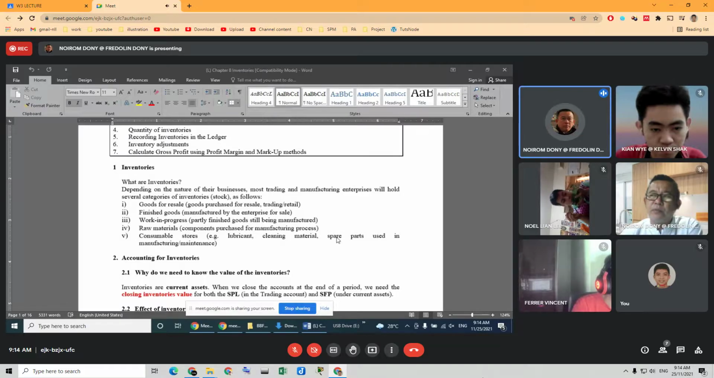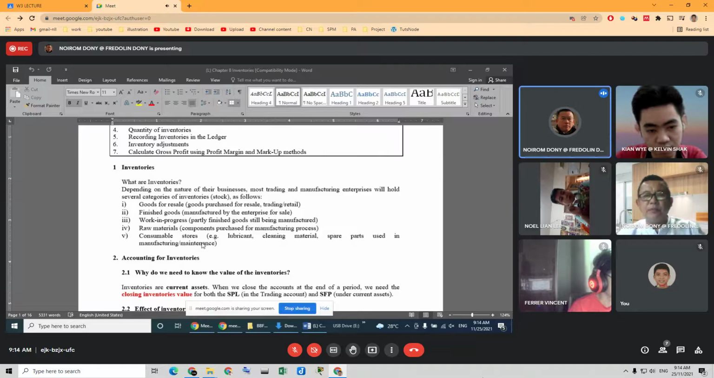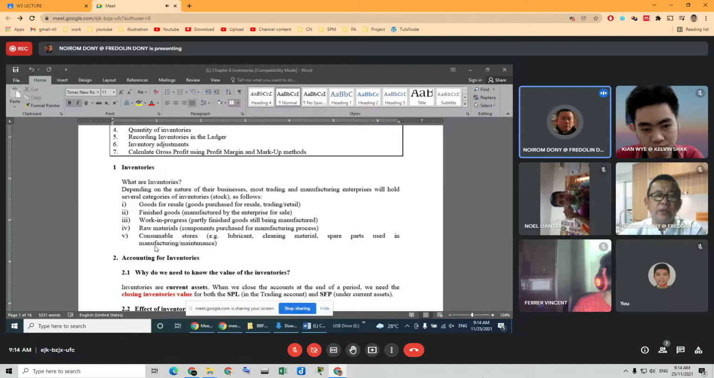So probably we have spare part like screw, the lights. So in case one of the lights burn, it can be replaced using the spare part. So those kinds of items will be called consumable store. So these are the possible inventory that we have for trading and manufacturing company: good for reselling, finished good, work in progress, raw material, and consumable store.